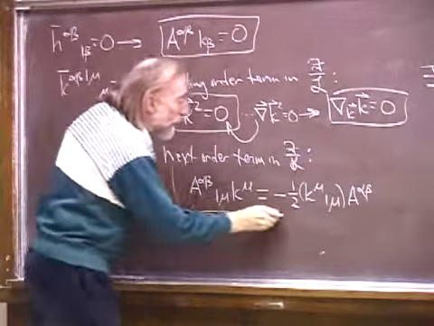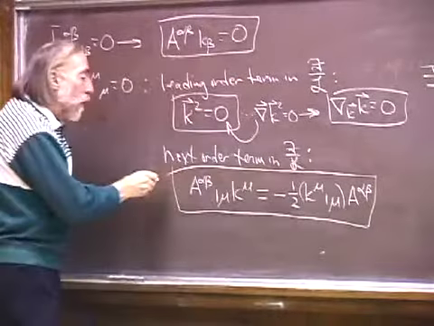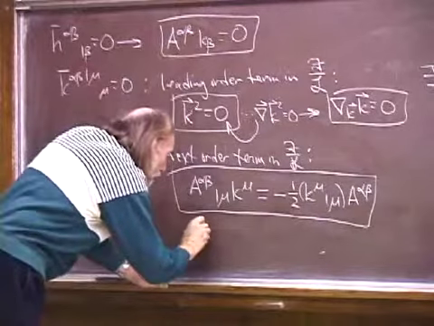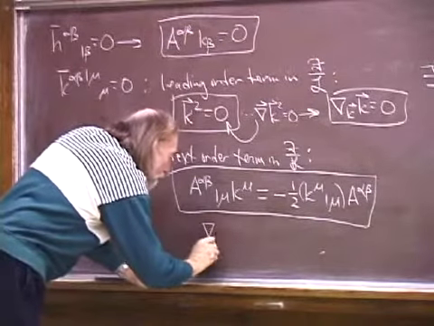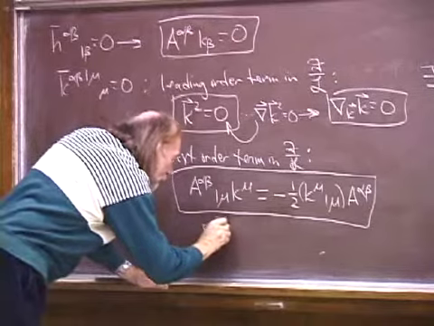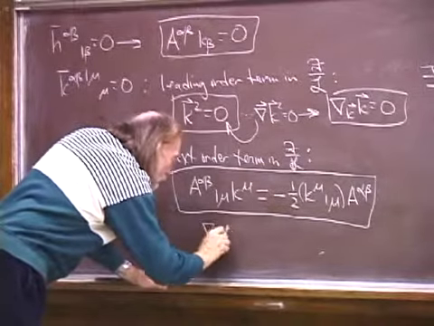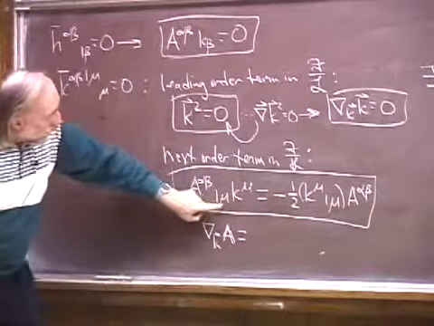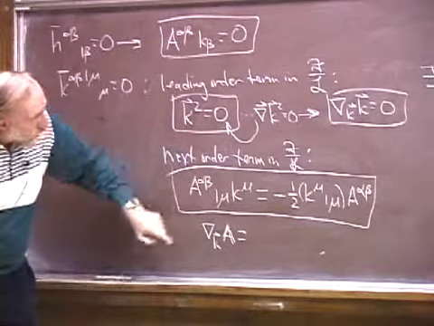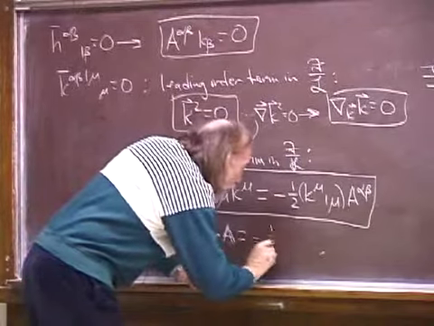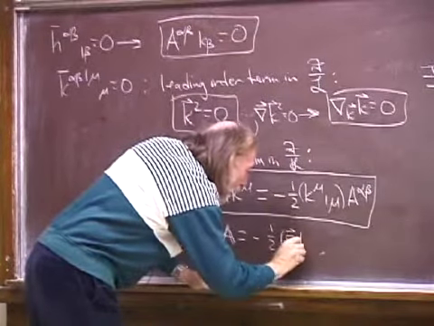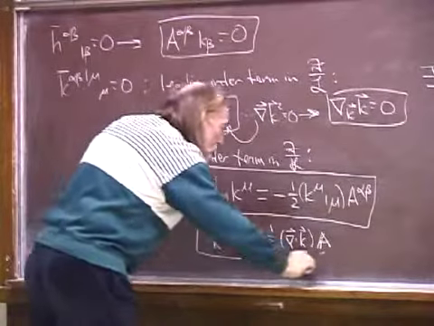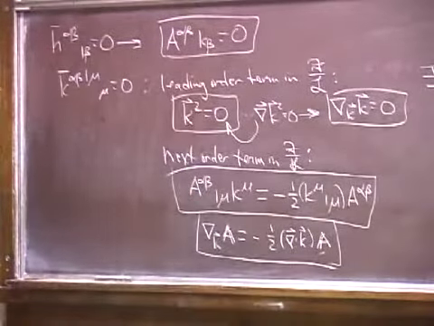And so this is a propagation law, which I can write equally well in geometric frame-independent language as the derivative along K of the A tensor. That's what's going on here, you're taking a derivative along K. That's minus 1/2 the divergence of K times A. So that's just the same equation in frame-independent language.